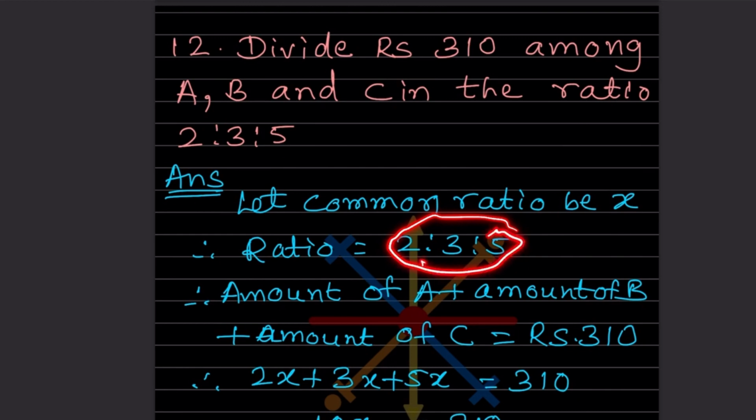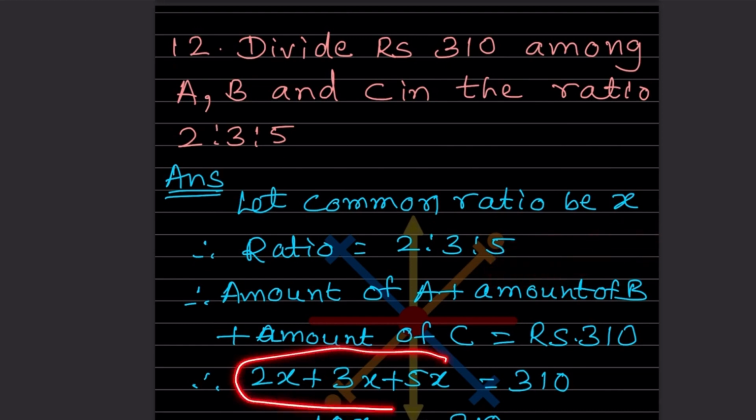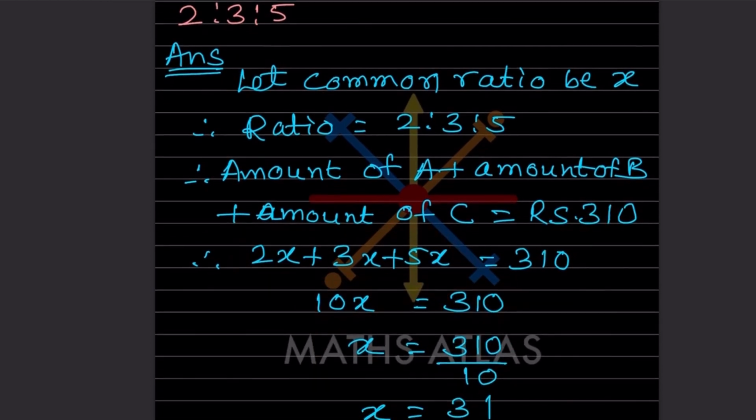So now what are we going to get here when we have 2, 3 and 5? So what can we write here? Because we said common ratio as x, we can also write here 2x, 3x, 5x. So this total, when we add it, 5, 3, 8 and this 10. So that is going to be 2x plus 3x plus 5x is 310. So this is 10x is 310. So what do you get here?